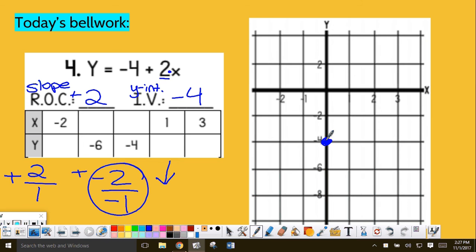So I move down 2, and what does this negative 1 in the denominator say? Go to the left, because I want it to be negative x's. If we were to go right, that would be what kind of x's? Positive. We want to go negative x's. So we're going to go down 2, over to the left 1. Okay? So that plots this point right here. Notice that the x values are changing by how much? 1. So I can go down 1 square, over 1 square, and it represents negative 2 over negative 1.